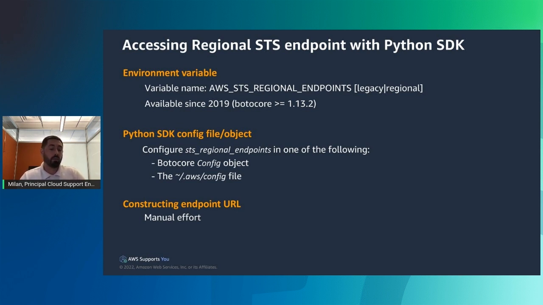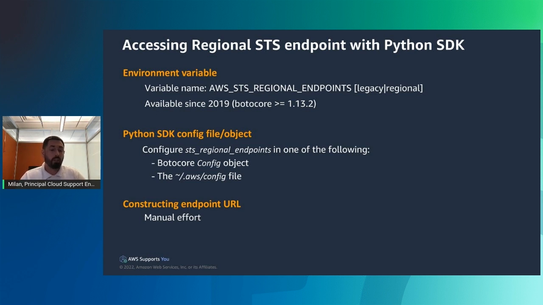Another way is using a Python SDK config file or a config object. It's a very similar thing. You can configure sts_regional_endpoints in either the Botocore config object, which is the low-level library that the SDK uses, or in the AWS config file for your profile.